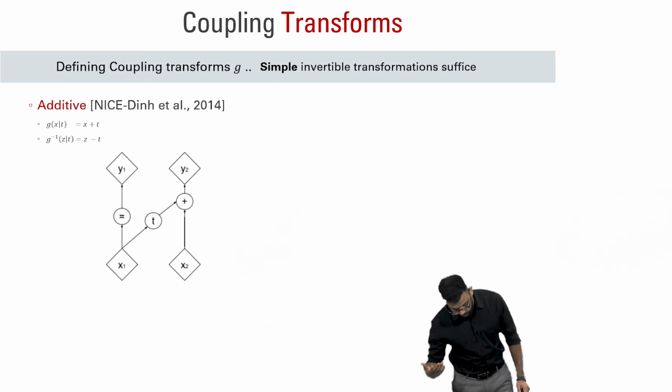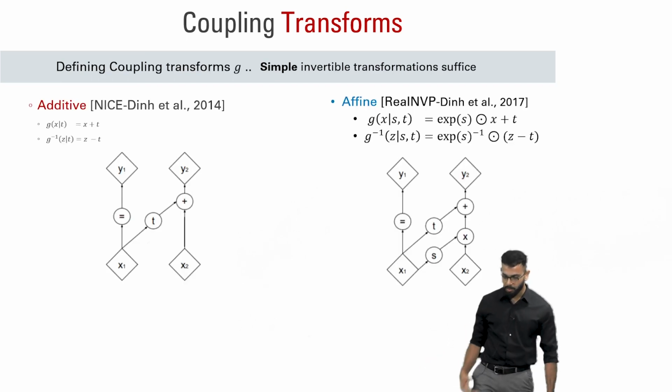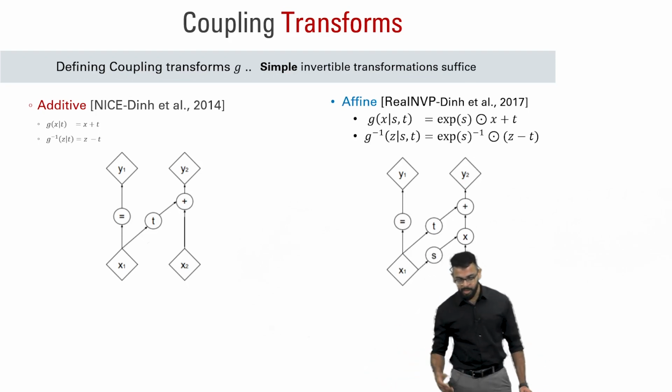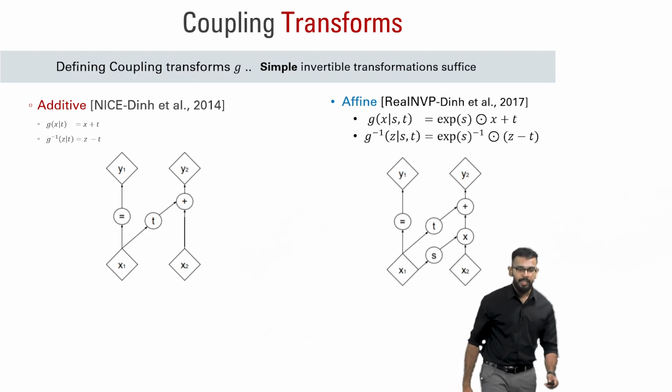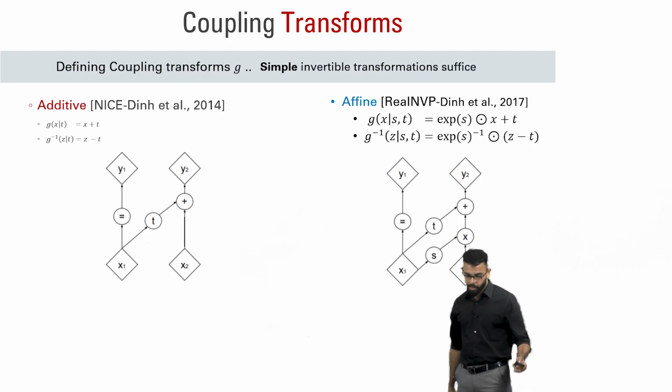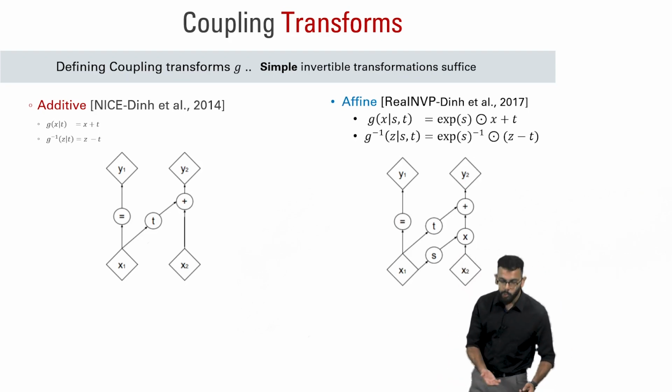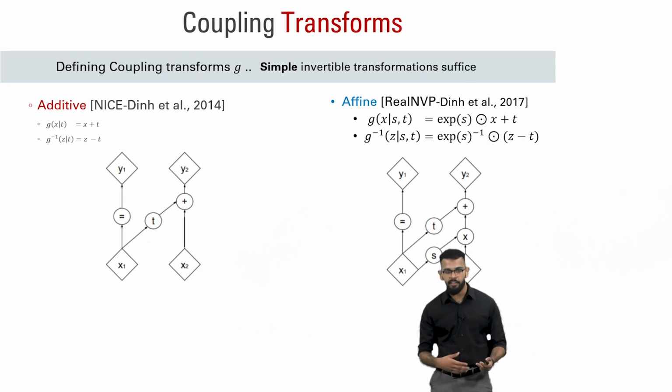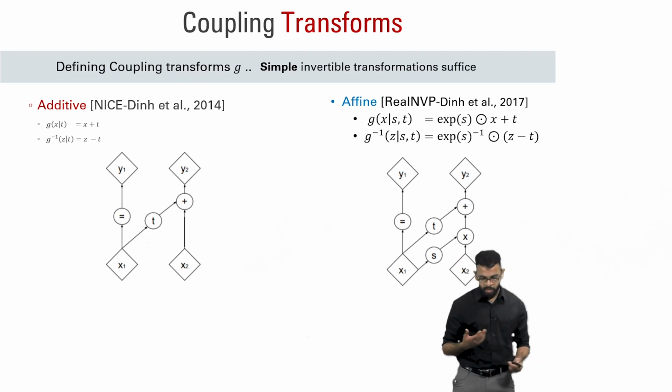Okay, so I told you about the coupling network and that you have some simple transformations that you use, getting parameters from your coupling network. But what do these transformations actually look like? People have explored different types of simple transformations. The simplest thing I can think of was what I mentioned, where you just do an addition. You add to the second half whatever you're getting from your neural model. That is invertible because all you have to do is a subtraction.